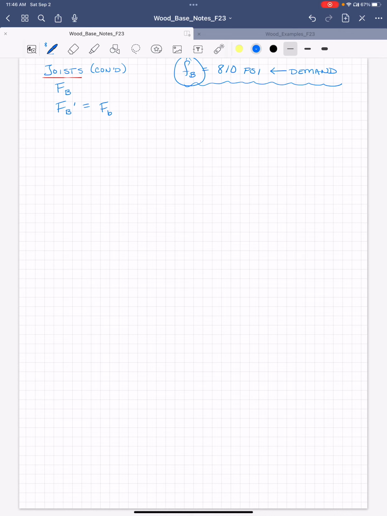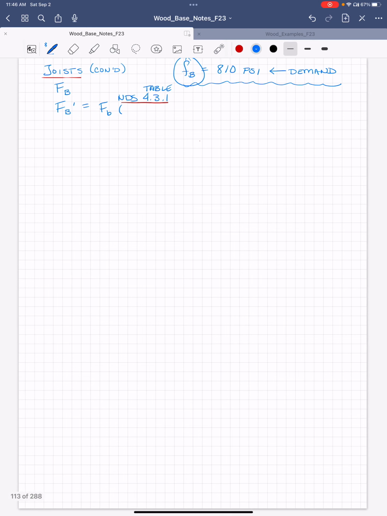If you go into table 4.3.1, so this is NDS table 4.3.1. I'll call NDS the code and supplement the NDS supplement. We go in there, and we're going to find the table that shows us, for a given type of loading, which coefficients I need. In this case, we're looking at bending.